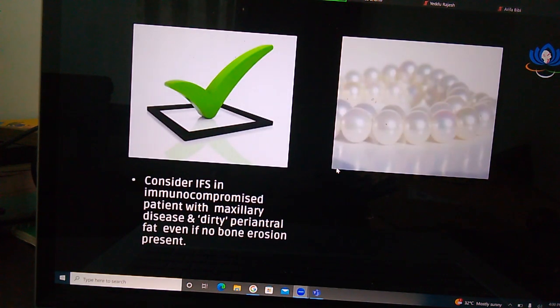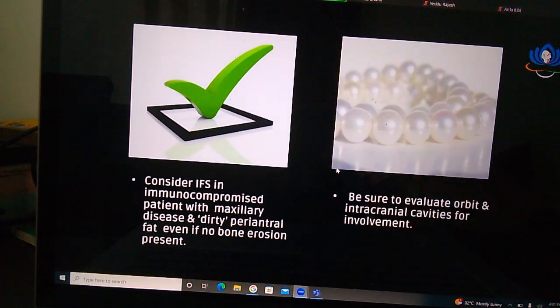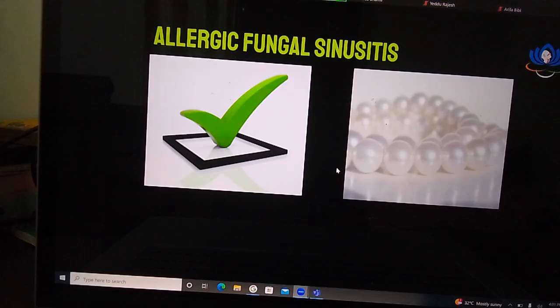Some more points we need to remember: we have to consider invasive fungal sinusitis in an immunocompromised patient with mucosinus disease and dirty periantral fat, if no bone erosion is also present. Periantral fat means that surrounding the sinus you will see a lot of edema. We should note that, and we should evaluate the orbit and intracranial cavities whenever there is invasive fungal sinusitis. These patients require MRI, and we have to look at the cavernous sinus, the orbit and the intracranial cavities for any involvement.